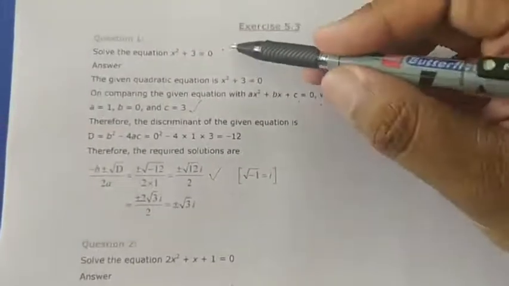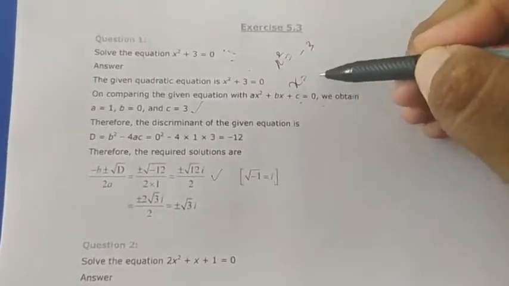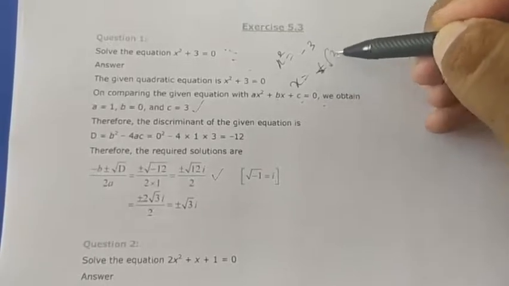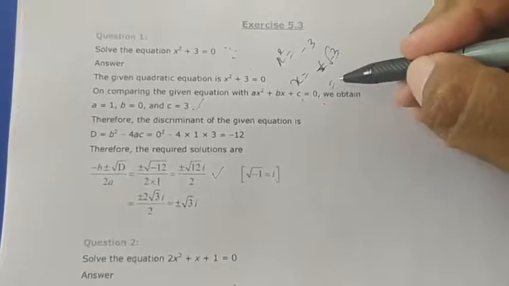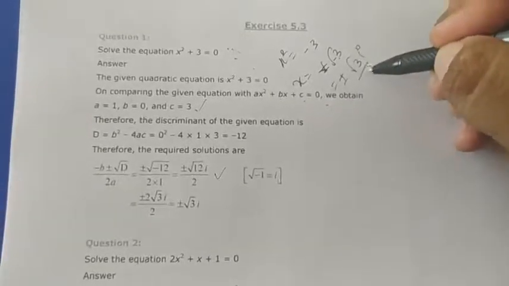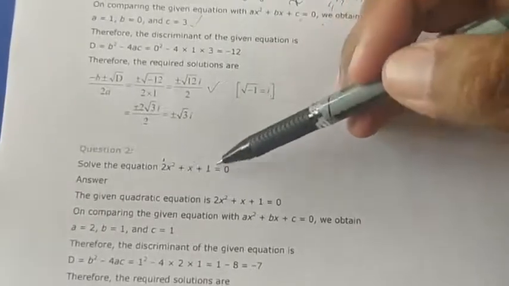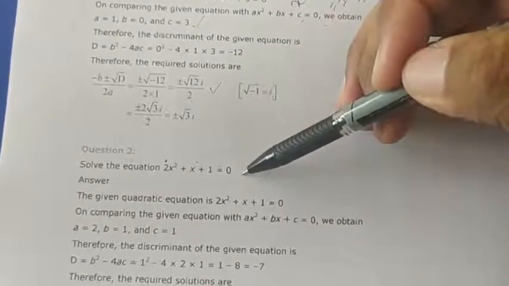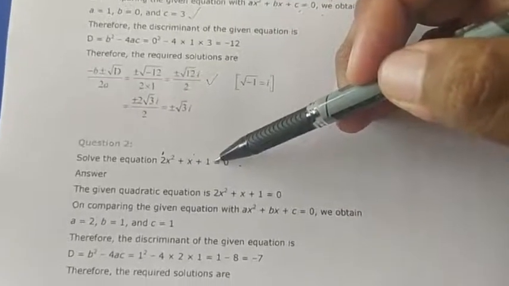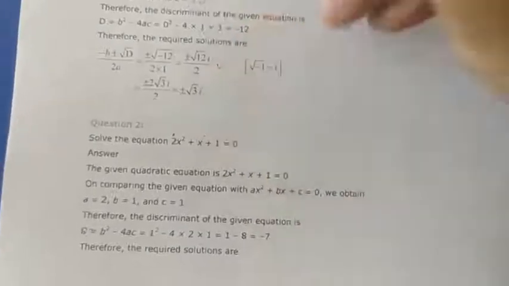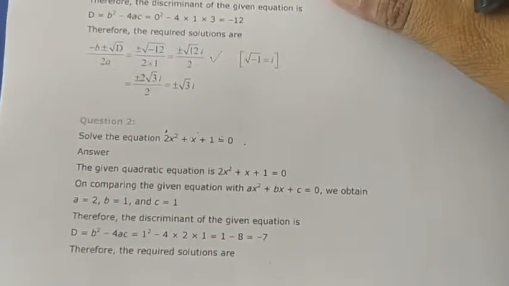You may also do this question directly: x square is equal to minus 3, then x is equal to plus minus under root minus 3. So the root of a negative value will be iota, plus minus root 3 iota. That is the direct answer. Similarly, you will find 2x square plus x plus 1 equal to 0. What you have to do, a will be 2, b will be 1, c will be 1. Right? You will put directly in the formula and you will get the two solutions of the given quadratic equation, that is in the complex number.